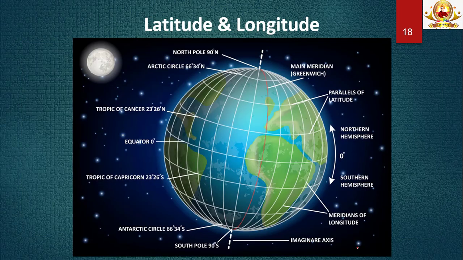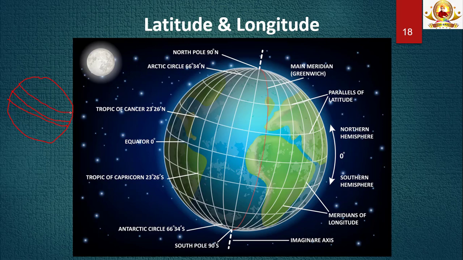Now let's understand what is longitude. Why do we need longitude? Let's understand with an example. As we are dealing with longitudes and latitudes to understand the position or location of a place, as we know, this is the equator, this is one latitude, this is another latitude.